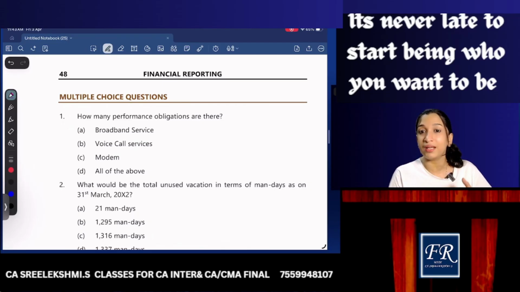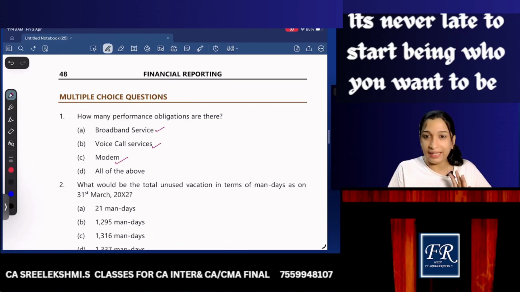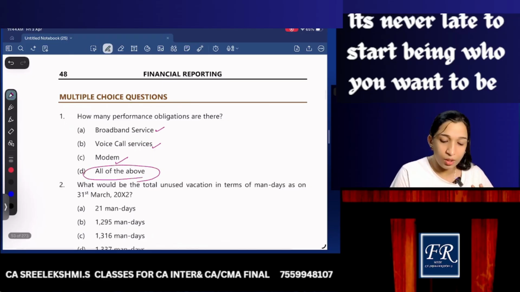Customer gets separate benefit and each benefit can be separately identified. No significant integration service, no significant customization and not highly interrelated. So broadband, voice call, modem, it's not highly interrelated. A customer can get only modem, or modem and broadband, or only broadband, or only voice call. So how many performance obligations are there? What is the right answer? All of the above.